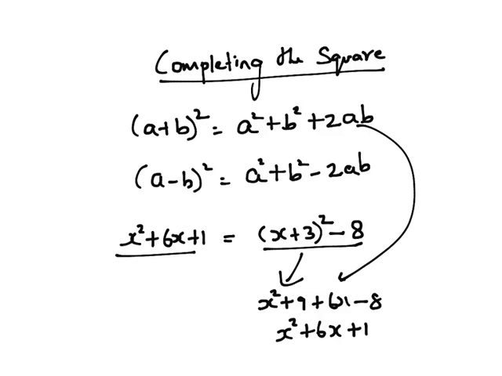Now you may wonder, why do we have to write like this? As I told you earlier in this video, you may need to complete the square like this to actually graph a quadratic function. Okay, so let me tell you, how did I get this answer? How did I get (x plus 3) the whole square minus 8? So what I do is, now x squared plus 6x plus 1.